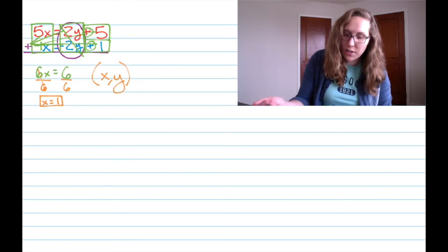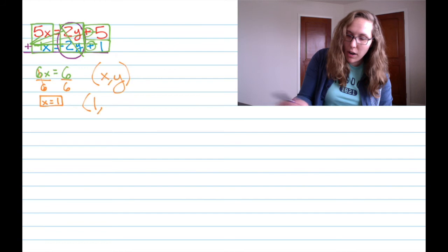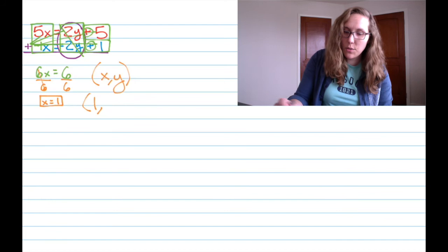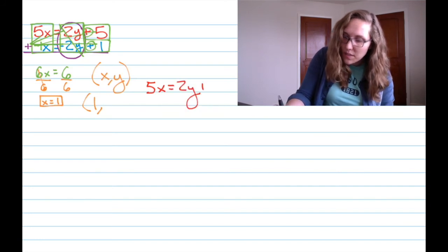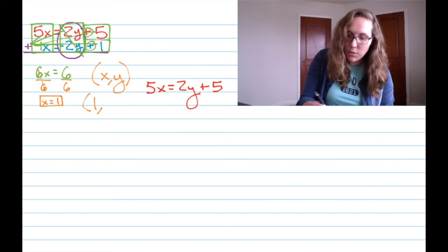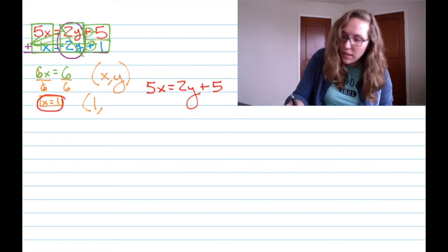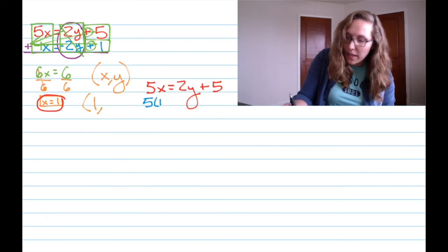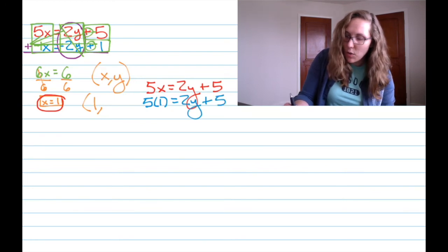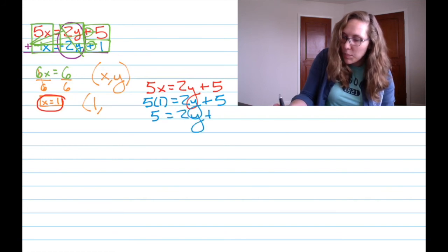So we have half our answer here. We have 1, our x value, but we need to continue solving. We can pick either one of these equations to continue solving. I'm going to use the top one. So I'm going to rewrite 5x equals 2y plus 5. Then I can substitute, because I know that x equals 1. I can substitute 1 in for x, always keeping it in parentheses to keep it safe and to remind me to multiply. So 5 times 1, which is 5, equals 2y plus 5.